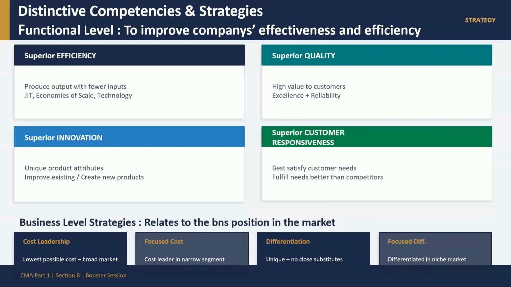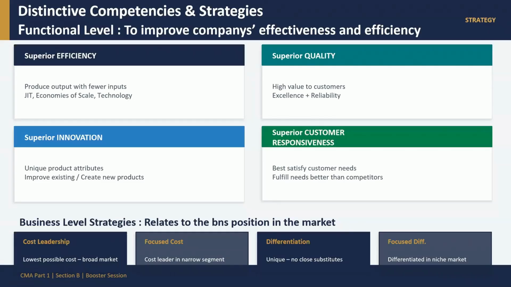Then next up, we have business level strategies. What are business level strategies? These business level strategies mainly relate to the business position in the market. What is our business position in the market? We'll look at that. We have four business level strategies, and each of them is very simple: cost leadership, focused cost leadership, differentiation, and focused differentiation.